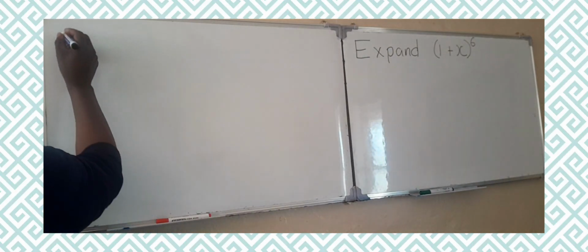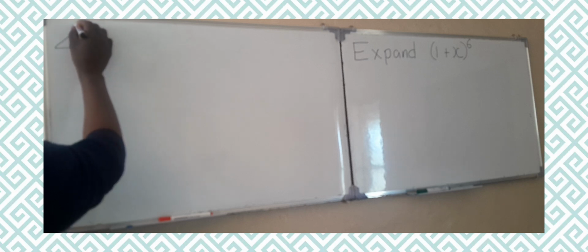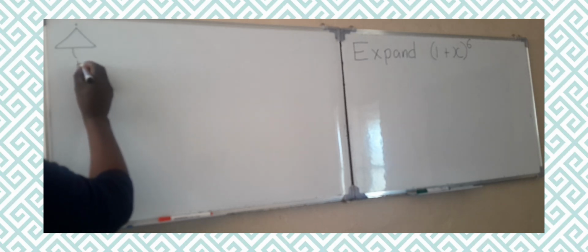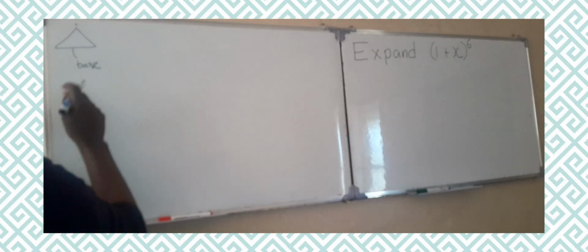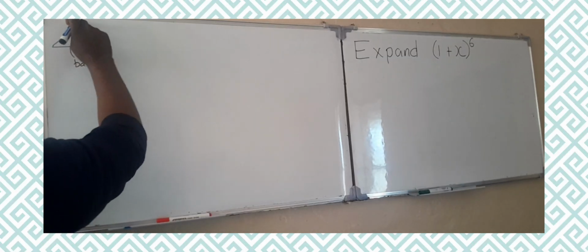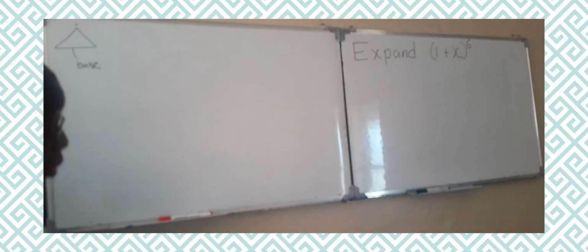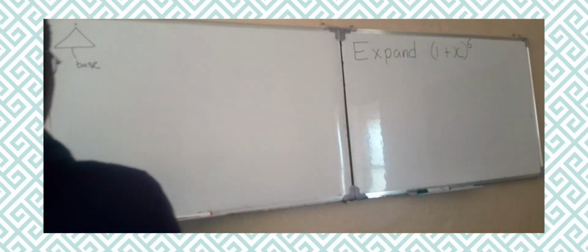Of course, we know that a triangle is something of this shape, where this here we call the apex, and this here is the base, and these, of course, are the sides of the triangle. So there's a base here, there's an apex there, and these two sides. Now, Pascal's triangle is exactly like that. So how do we put it together?